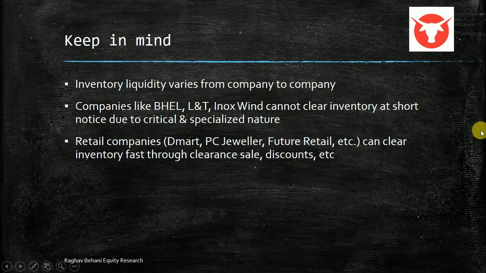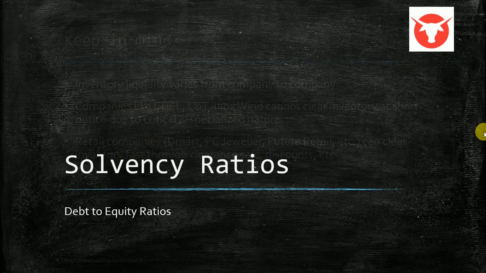Now keep in mind, inventory liquidity varies from company to company. Companies like BHEL, L&T, Inox Wind and other heavy equipment manufacturers cannot clear inventory at short notice due to its critical and specialized nature, while retail companies like D-Mart, PC Jewelers, Future Retail, Manpasand Beverages, etc. can clear inventory fast through clearance sales, discounts and other such events.